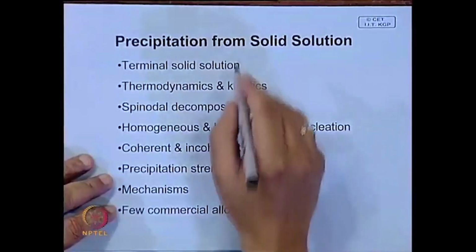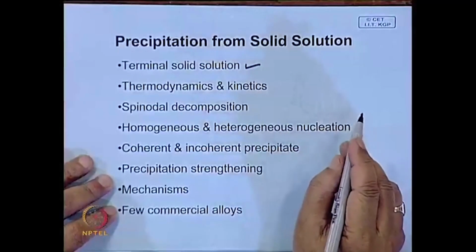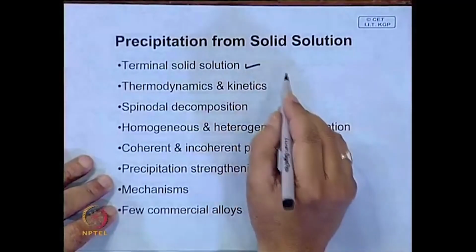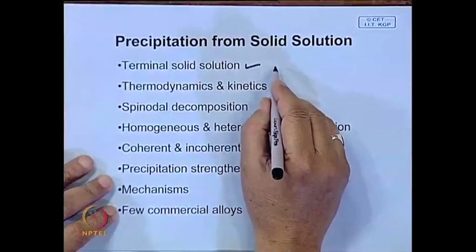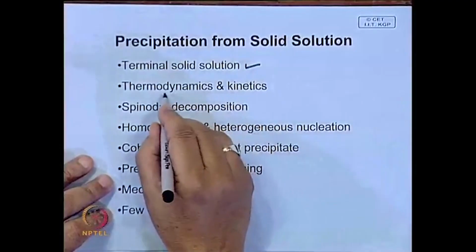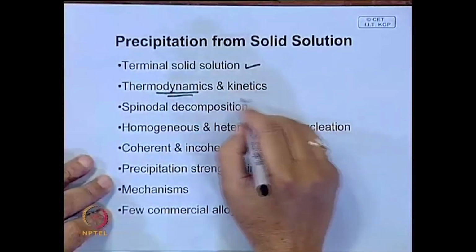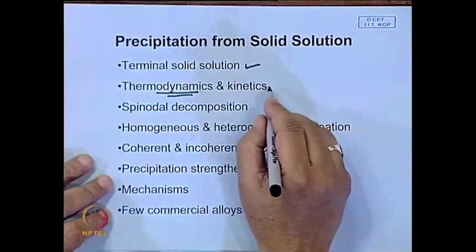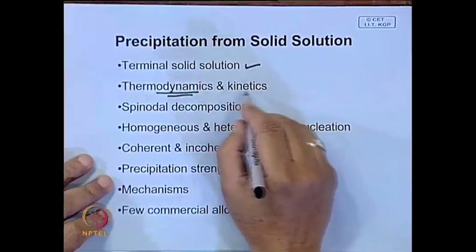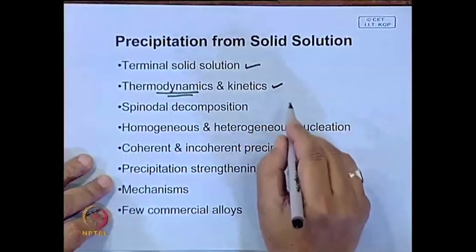Now, last class we looked at a few of these. We learnt about terminal solid solution. We learned that any terminal solid solution, when it is quenched from the single phase region and is in the supersaturated state, and if it is aged, there is a process of precipitation. We looked at the thermodynamics of the process of precipitation. We also talked about the energy barrier which has to be overcome so that the precipitation process can take place or continue. So, that means we talked about a bit of the kinetics of precipitation.